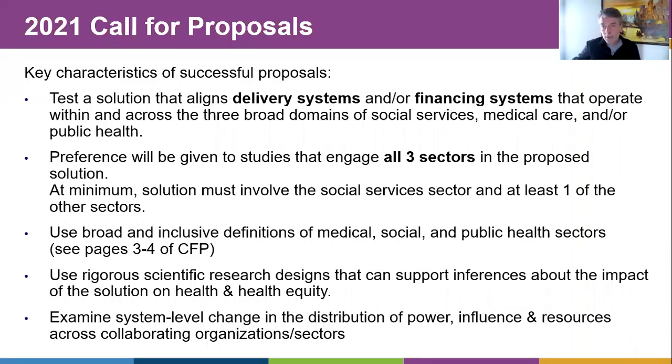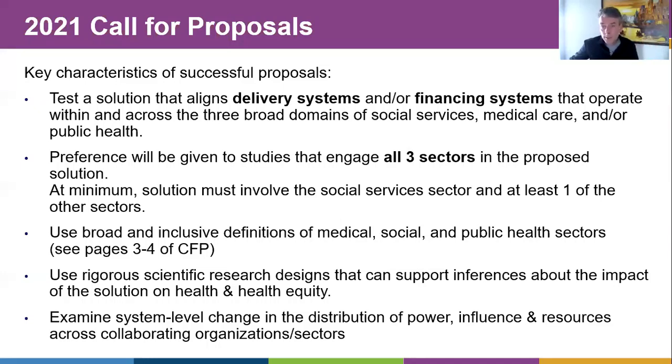We have decided in this CFP to allow for some degree of relaxation in that requirement, and now we are requiring that at a minimum, the proposal should engage at least 2 of those 3 sectors. They must engage social services, and they must engage at least one of the other 2 sectors of medical care and public health. But again, we're definitely going to give preference to proposals that engage all 3 of those sectors in the proposed solution to the wrong pocket problem. So take a look at that requirement as well.